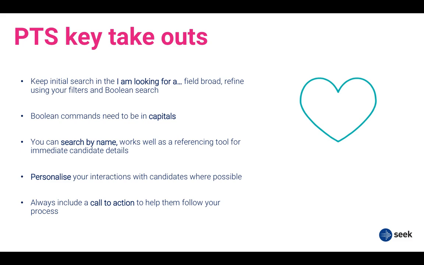Key takeaways for premium talent search. Keep that initial search broad, and that's where I was popping in multiple role titles in that initial search that we did, the sales rep or sales consultant. Use your filters and Boolean search a little bit later. Boolean commands need to be in capitals just so we know what you're looking for versus what you want us to do with the information.